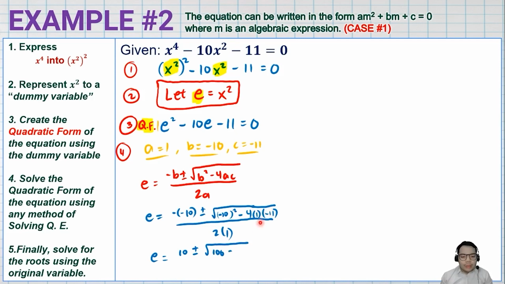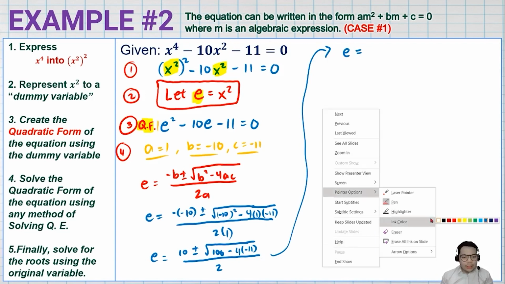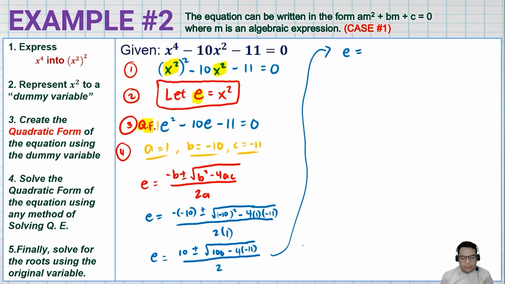So, multiply mo natin si 1 tsaka si negative 11. So, we have 4 times negative 11 all over 2 times 1 is 2. Then, continue natin yung equation dito. So, we'll be having E is equal to, so, check natin from this one, we can have, ito, equivalent to negative 44, di ba? And negative 4 times negative 11, positive na pala siya.